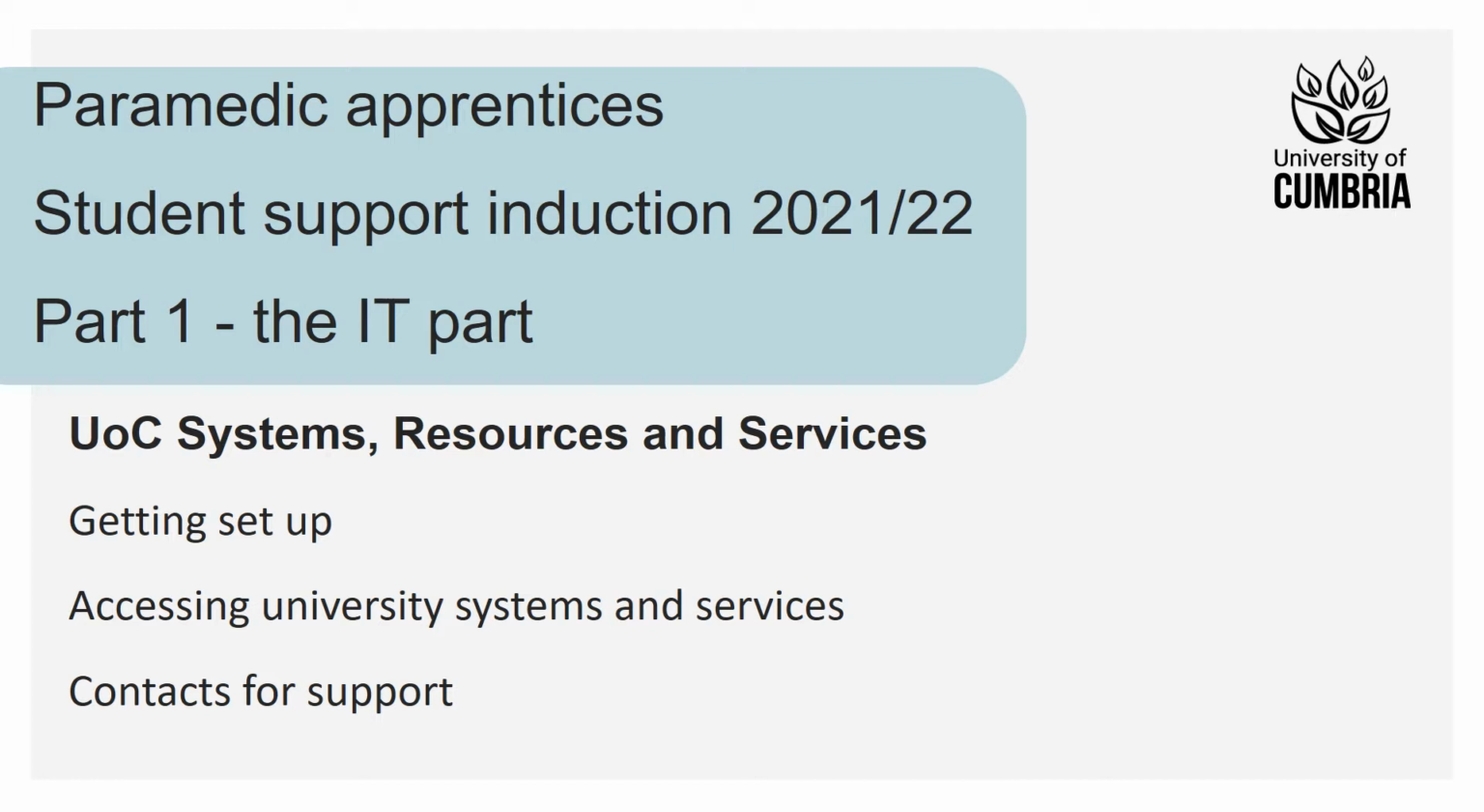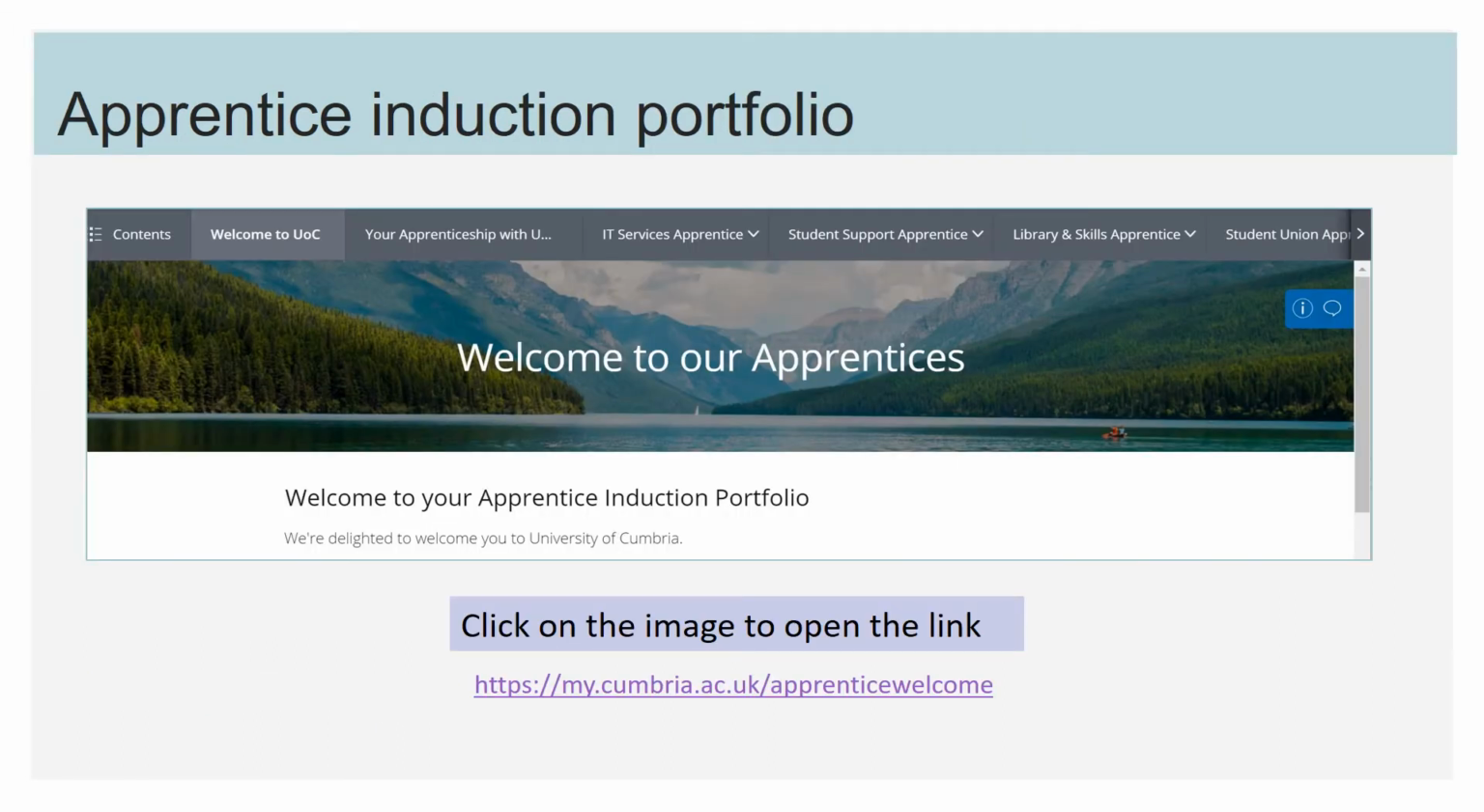This first part is all about IT, so that's all about systems, resources and services, and it's making sure you get set up, you're accessing the university systems and services that you need, and to give you an idea of support. So the first thing I want to flag to you is to make sure you're aware of the Apprentice Induction portfolio. Basically, this is a collection of resources all in one place, and it's to help you navigate your way around the systems and support. You'll get a copy of this presentation, so you'll be able to click on the images, and there's the link there as well.